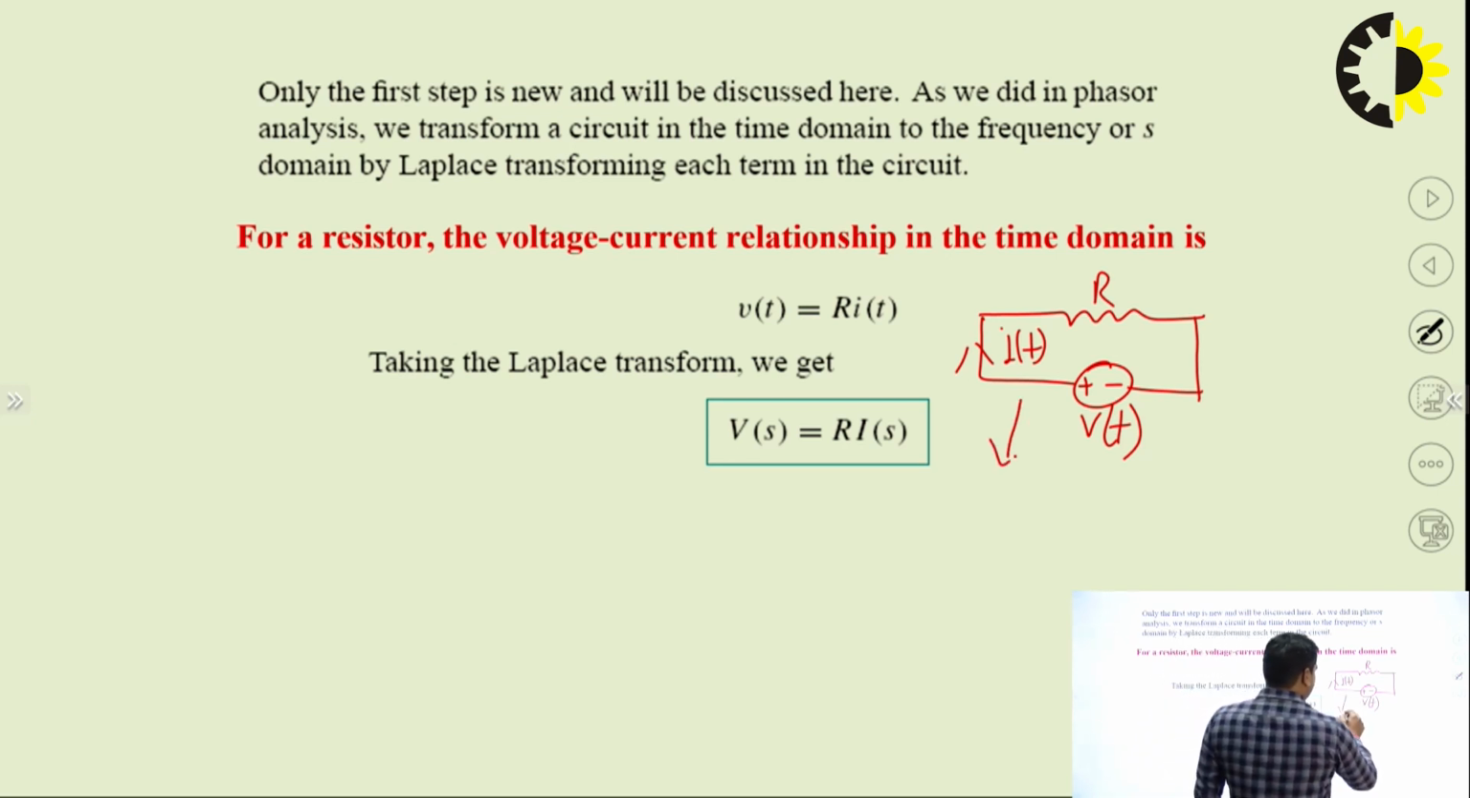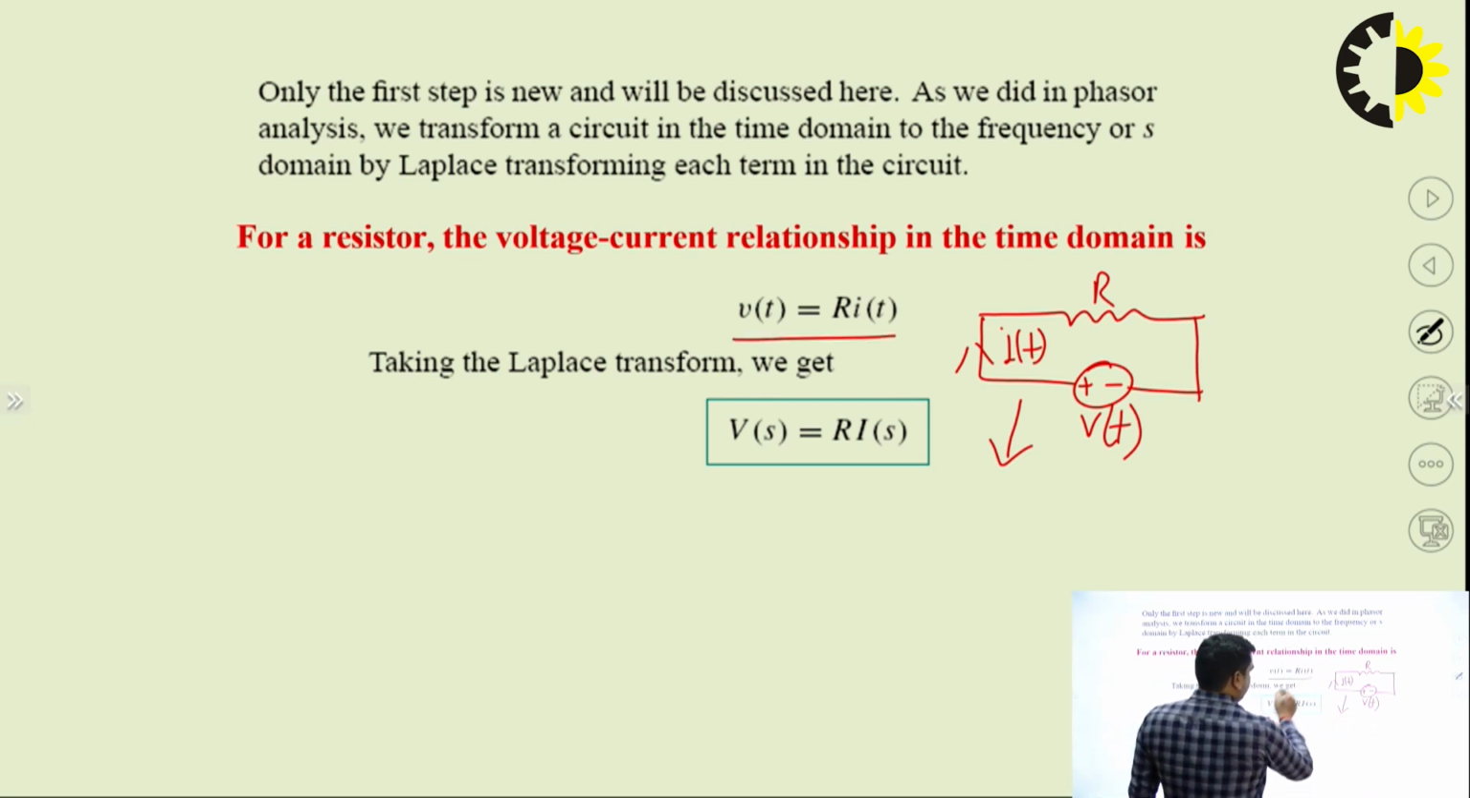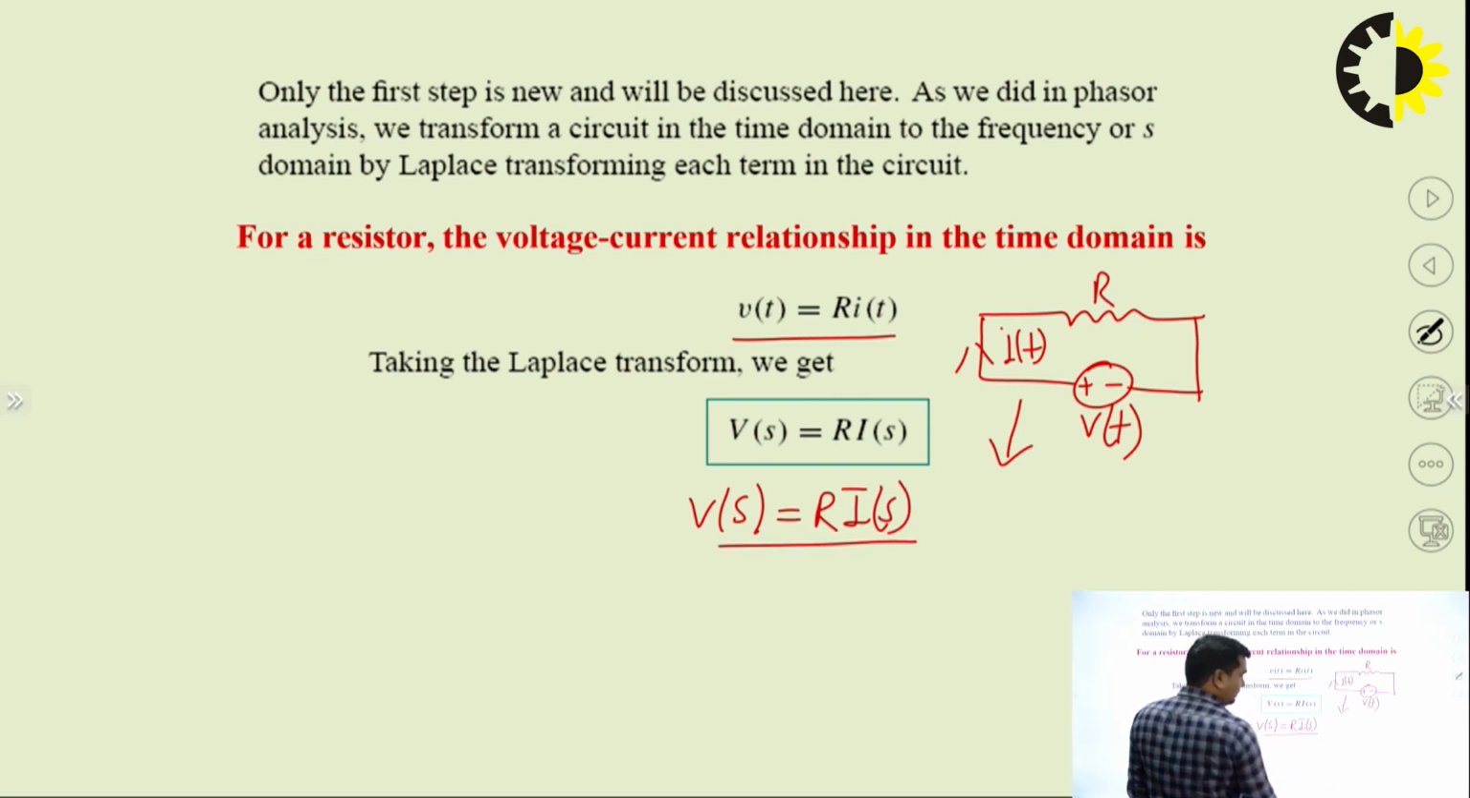We know that v(t) equals R into i(t). What is the Laplace transform? That is V(s) equals R, which is constant, times I(s).